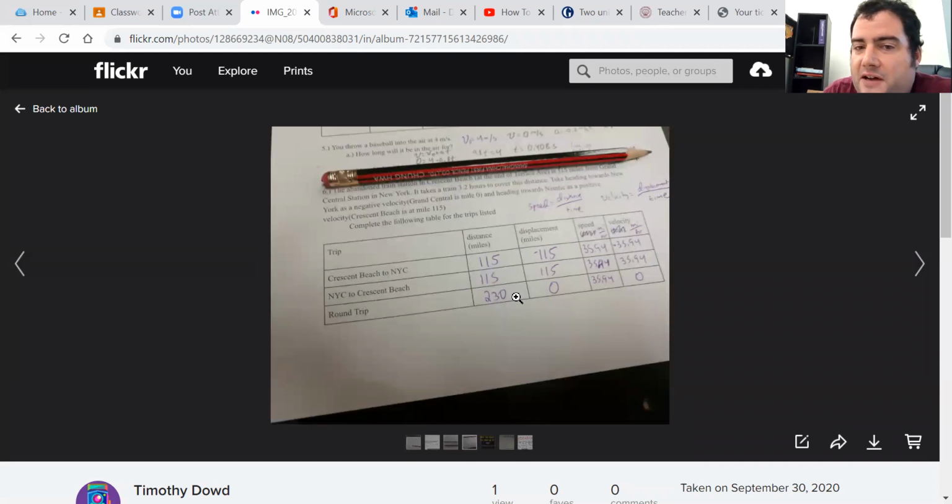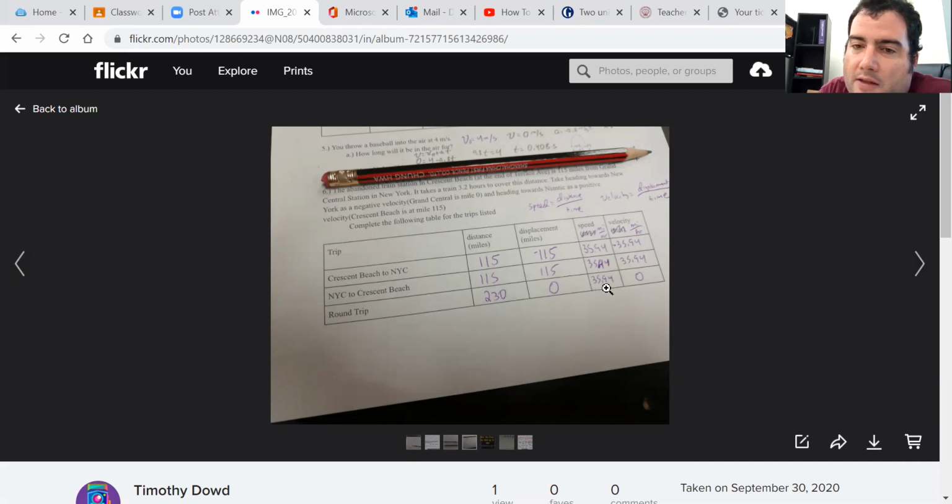Notice the distance for a round trip is 230. You take the absolute value of each displacement and add them up. So if you were going to go from Crescent Beach to New York City and back to Crescent Beach, that would be 230 miles. But displacement only cares about your overall change. So your westward displacement would be canceled out by your eastward displacement, and at the end of the day, you're back in the same place.